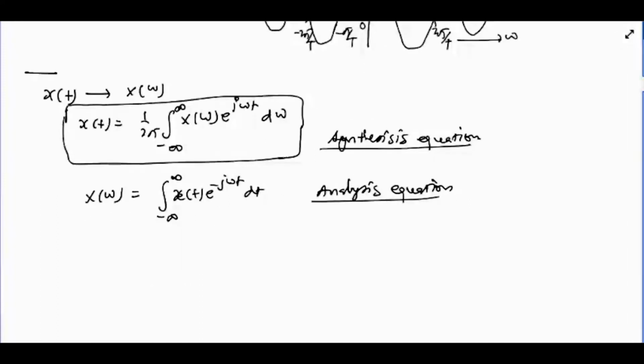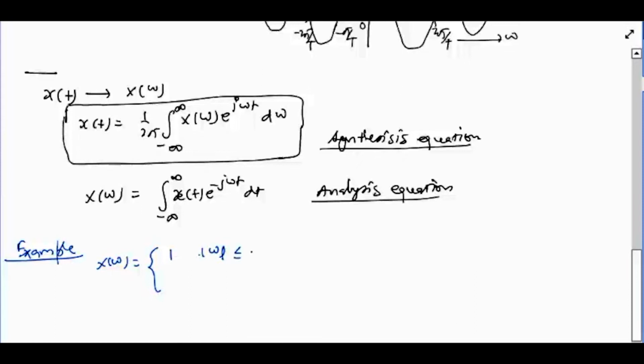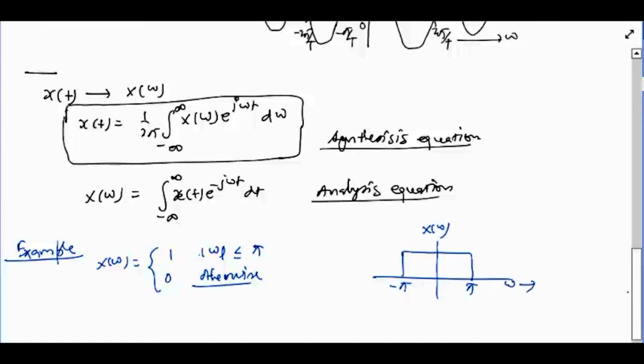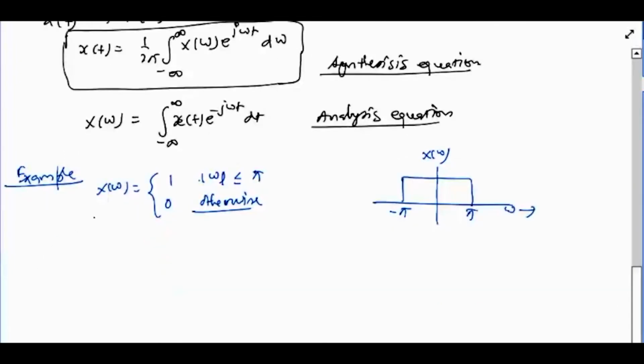Let's see an example. Let X(omega), this Fourier transform of a signal, be 1 for the magnitude of omega less than or equal to pi and 0 otherwise. So the Fourier transform itself is a pulse signal. This is minus pi, this is pi, this is my X(omega). So the question is, what is the inverse Fourier transform of this signal?